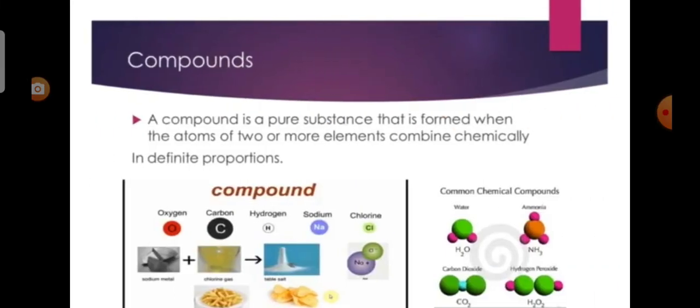Now we see about compounds. A compound is a pure substance that is formed when the atoms of two or more elements combine chemically in definite proportions. Common salt is a compound made up of the elements sodium and chlorine.